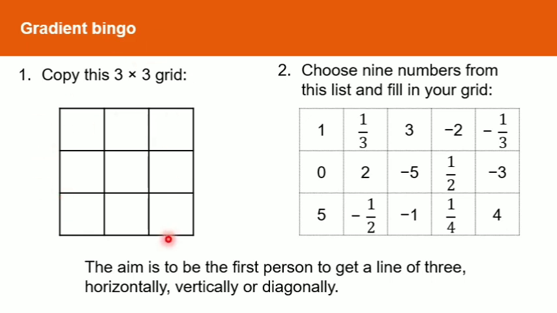Here I already prepared the grid, a 3 times 3 grid. You have to copy it if you want to play. You put any random 9 numbers inside this grid, and then you can play with your friends. What do you have to do next? Next, I will prepare some questions about the gradient, and you have to find the gradient. If your answer to the question given is the same as a number in your grid, you can cross that number out. Whoever gets a line of 3 will be the winner. It can be horizontal, vertical, or diagonal. You can pause on every slide that I show you for the game, because this may run a bit fast, so you can pause it and do it properly.